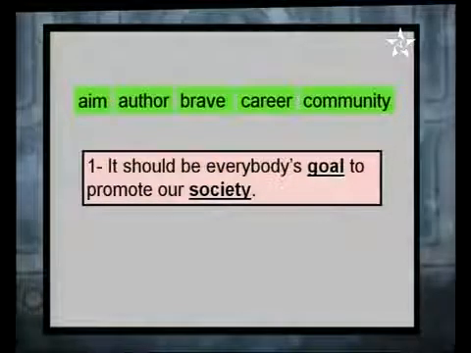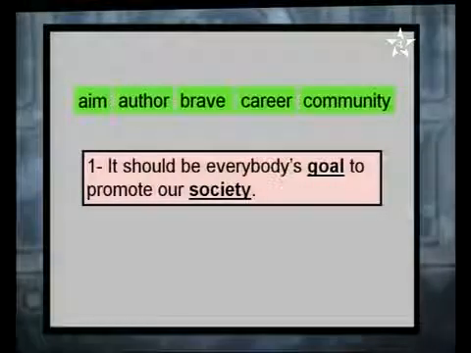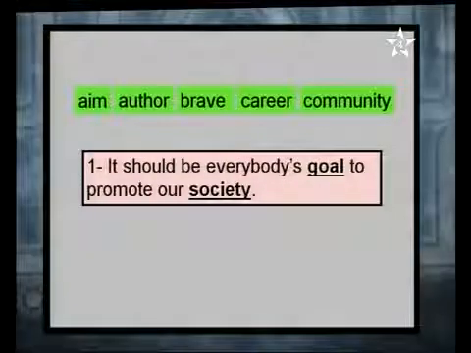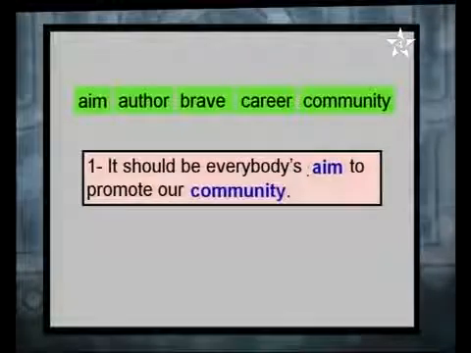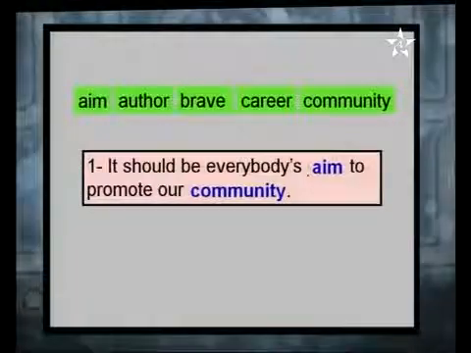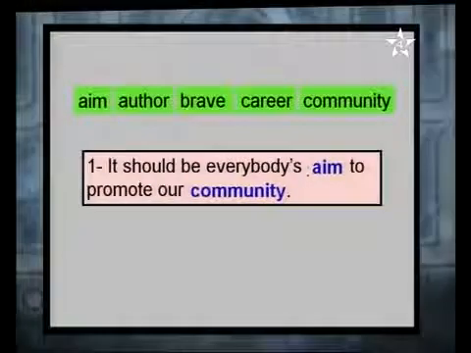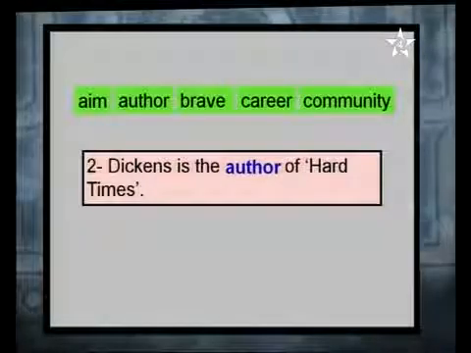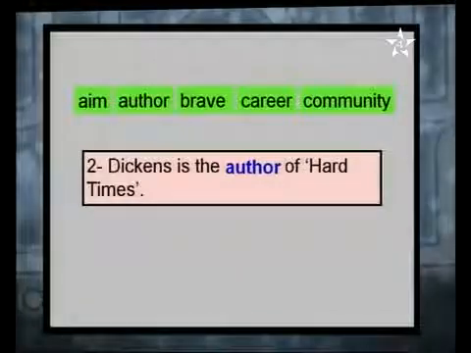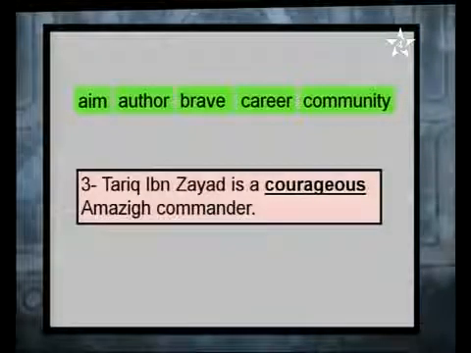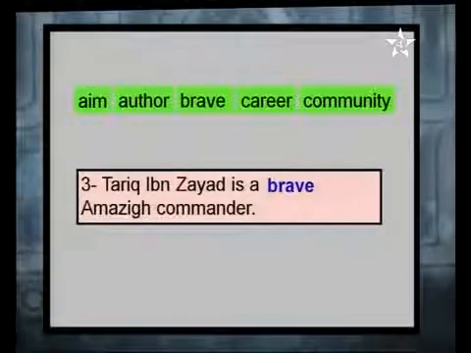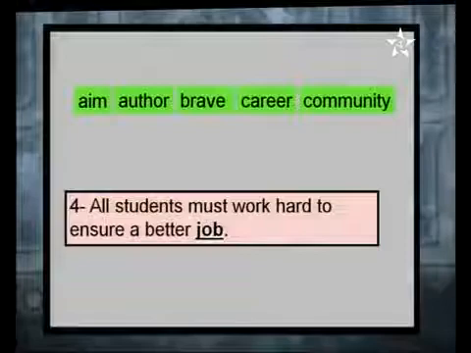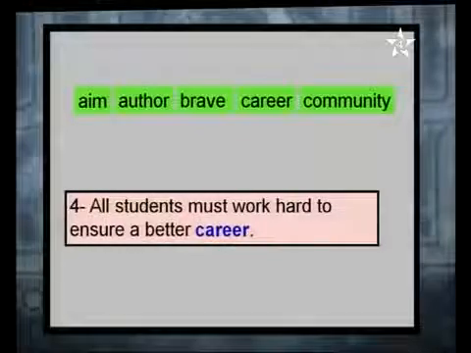Which word would replace goal here from the list? And what about society in the same sentence? So we have goal, society. What is it? Aim, other, brave, career, community. Let's see. It should be everybody's aim to promote our community. Goal, aim, society, community. Second sentence, Dickens is the writer of Hard Times. So the writer or the author of Hard Times. Number 3, Tariq ibn Ziyad is a brave, instead of courageous, brave Amazigh commander. 4, all students must work hard to ensure a better job or a better career.